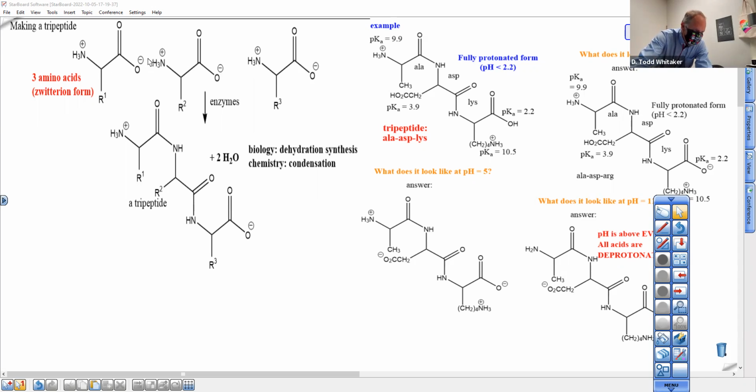These are generic amino acids. There's the variable R1. With alanine, it was a methyl. And we're going to see with aspartic acid, ASP, it's a CH2CO2H. And with, let's see, lysine, it's a butyl with an ammonium on the end. So what's happening here is these 3 amino acids are being connected in a special reaction.